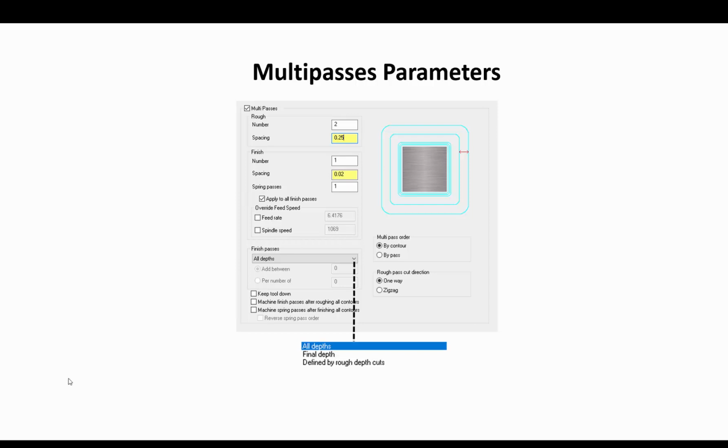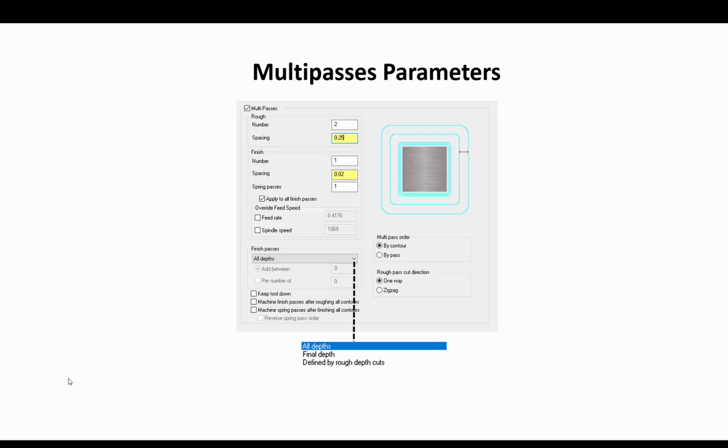Multipass order can be set by contour, which completes all multipasses in a chain before moving to the next chain, or by pass, which completes the multipasses by pass number and completes the first pass on all contours before performing the next set of passes.